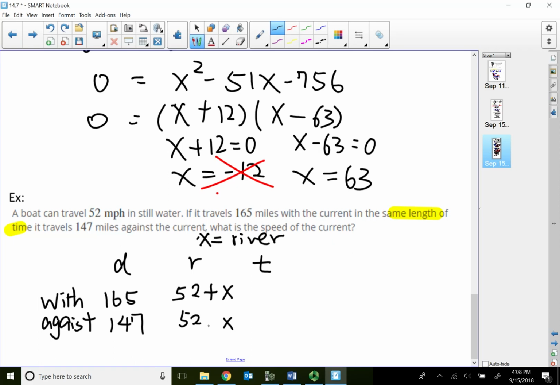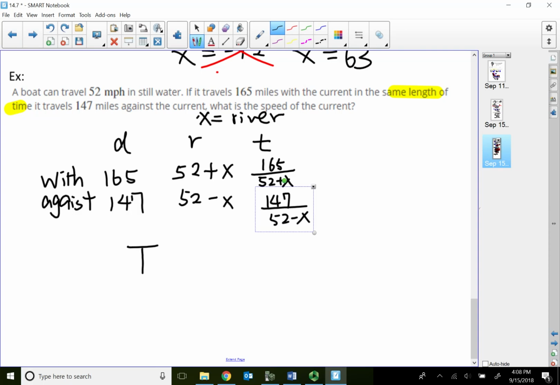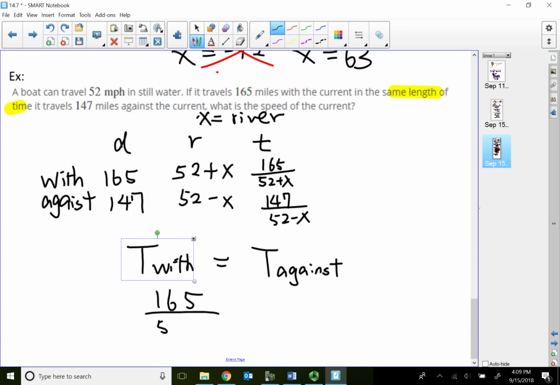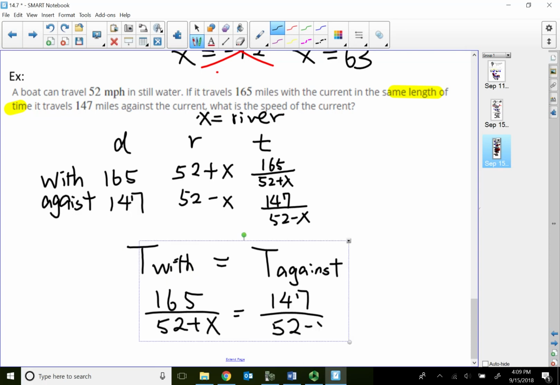With the wind is faster, so we add. Against the wind is slower, so we subtract. The time is going to be distance over rate. Since the problem says the same length of time, we set the times equal to each other. So the time going with the current equals the time traveling against the current. That would be 165 over 52 plus x, set equal to 147 over 52 minus x.